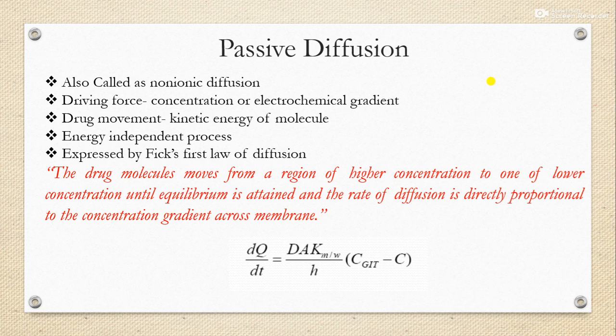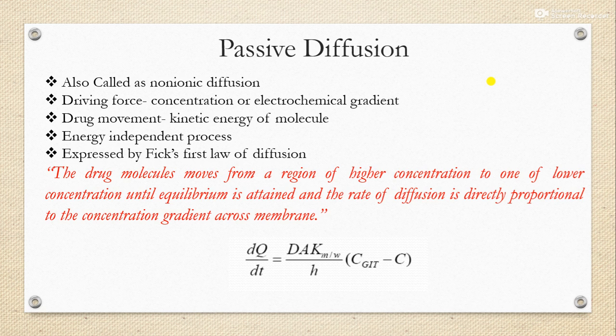Now what is concentration gradient? It is defined as the difference in drug concentration on either side of the membrane. The drug movement via passive diffusion is through kinetic energy of molecules. The process is energy independent. It does not require any energy or expenditure of ATP.